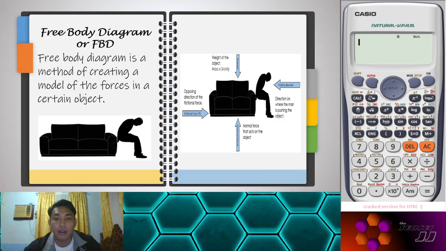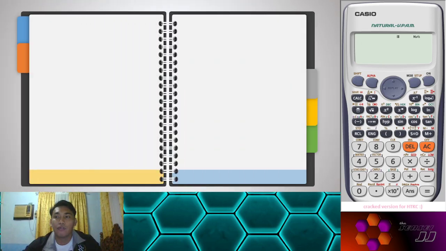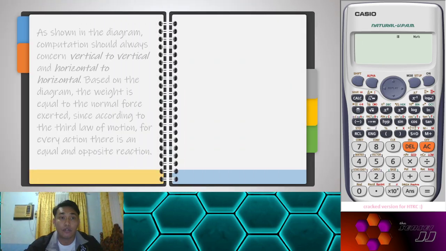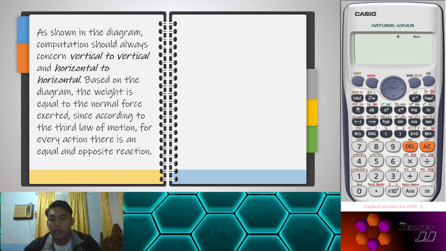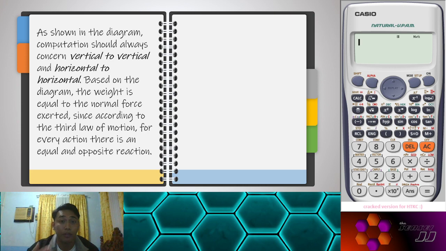And lastly, we have the normal force. That is the opposite of our weight, acting from the bottom going up. So that is our free body diagram for an object that is placed on the ground or on a surface. The computation is x-axis to x-axis and y-axis to y-axis, so we have vertical to vertical. We did not associate the weight to our pushing action or our applied force. Rather, we associate our weight to our normal force, and we associate our frictional force to our applied force. So they are the ones that are connected.